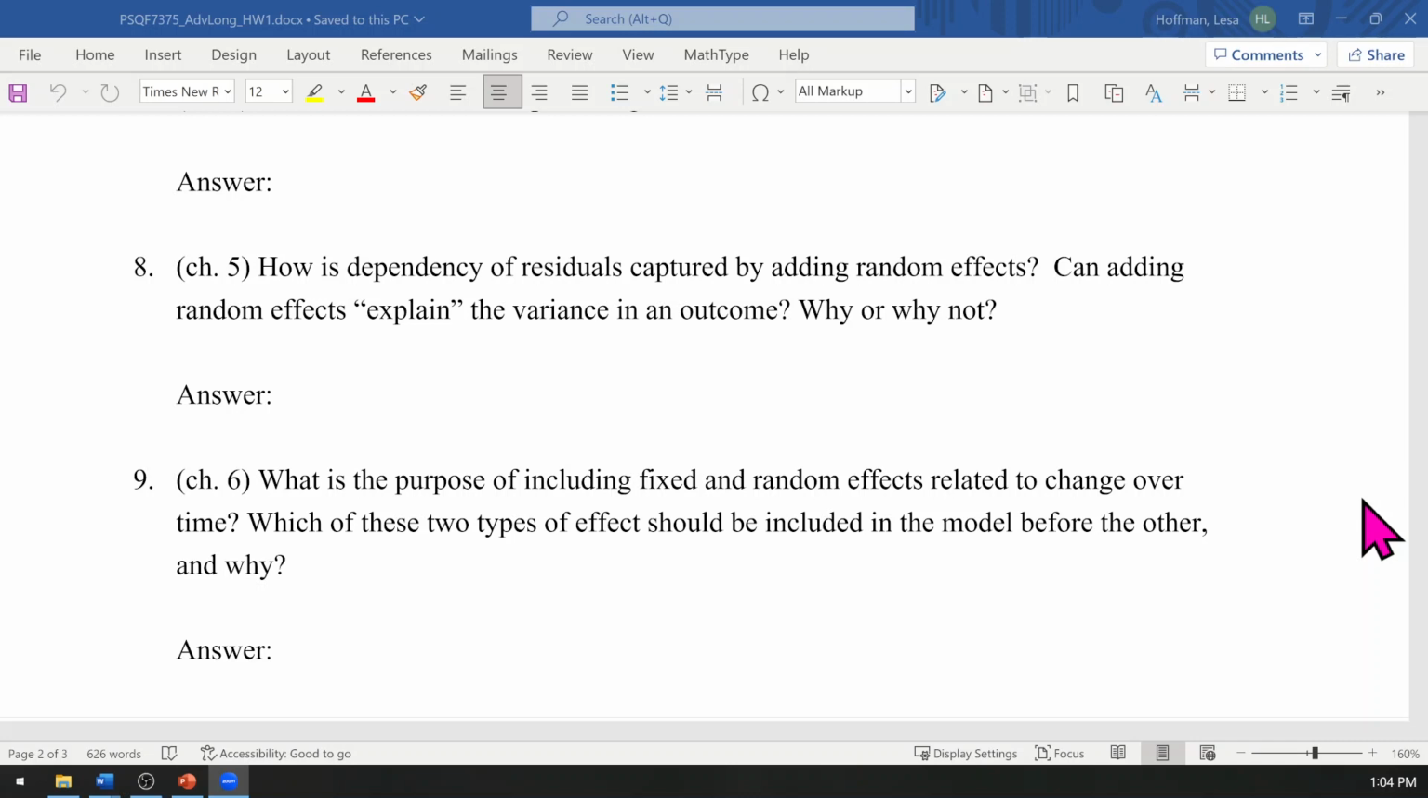The other half of the question: can random effects explain variance in an outcome? According to me, no, because they don't tell us why the variance is there. So we can say that it accounts for some of the variance or that it partitions the variance, but it doesn't tell us why, so it can't explain it. And I will die on that hill. So your level of indignation with the no is correct to me.